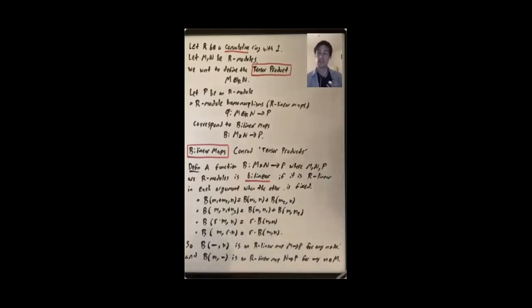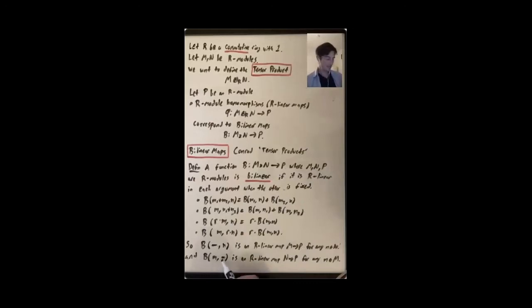So what we're really seeing here is that if you pick some N in the R module N and keep it fixed, and then you see what happens as you vary the thing in the first coordinate, B of (something, comma N), that is an R module homomorphism from M to P for any fixed N in your R module N. So for each N, you're getting some R linear map from M to P.